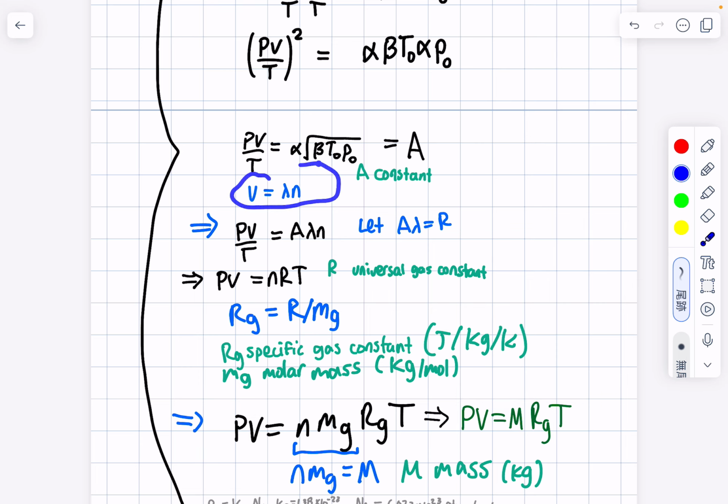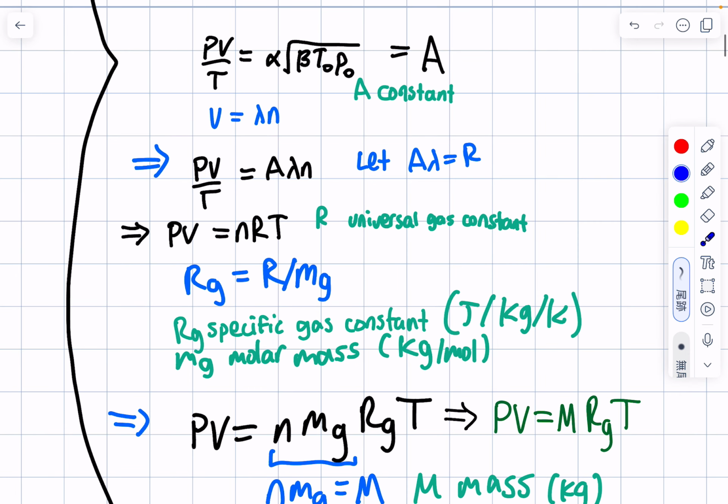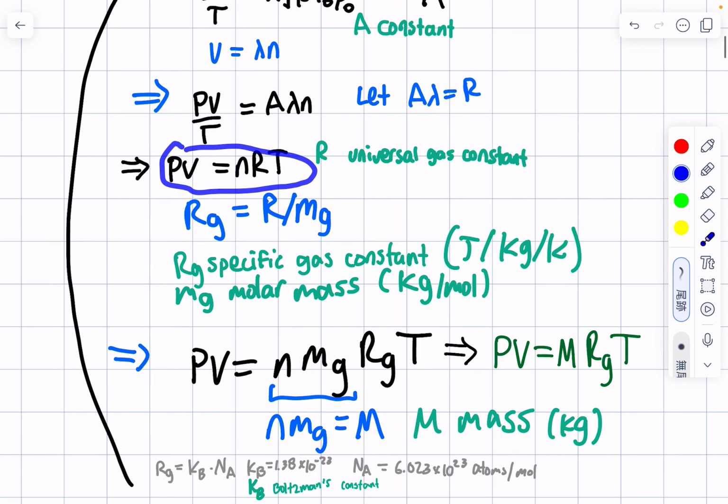We can then use Avogadro's law, which says volume is equal to lambda times N, adding that to the right side of the equation to correct this volume. So this volume here is technically not exactly the same, because we've applied this to both sides. And now we're left with PV over T is equal to A lambda N, and we can say that A lambda is equal to R, where we will call R the universal gas constant. That gives us the equation PV equals nRT, as you may have seen before.